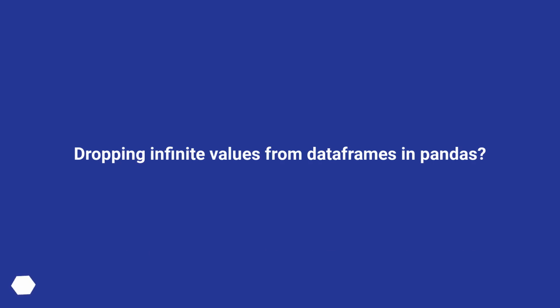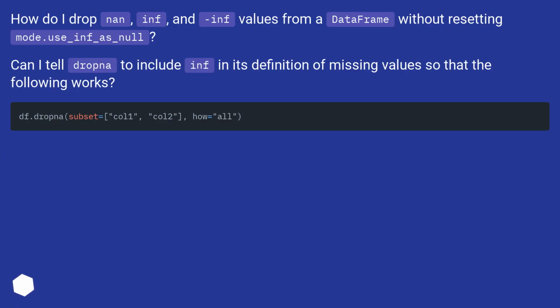Dropping infinite values from data frames in pandas. How do I drop nan, inf, and -inf values from a data frame without resetting mode.use_inf_as_null? Can I tell dropna to include inf in its definition of missing values so that the following works?